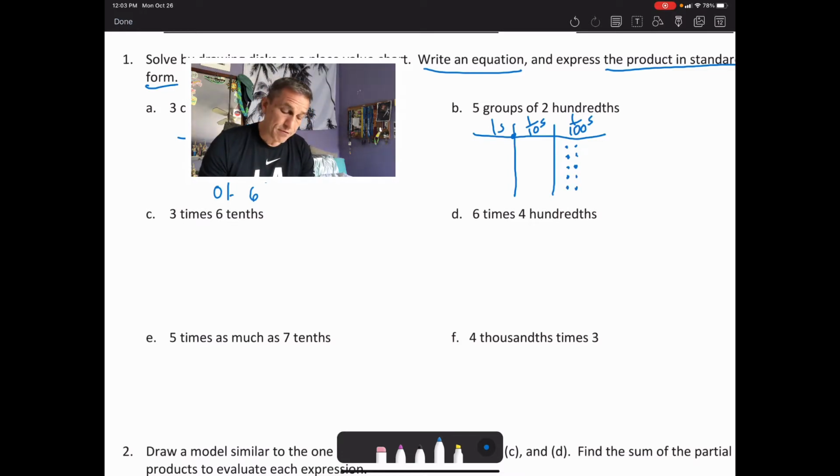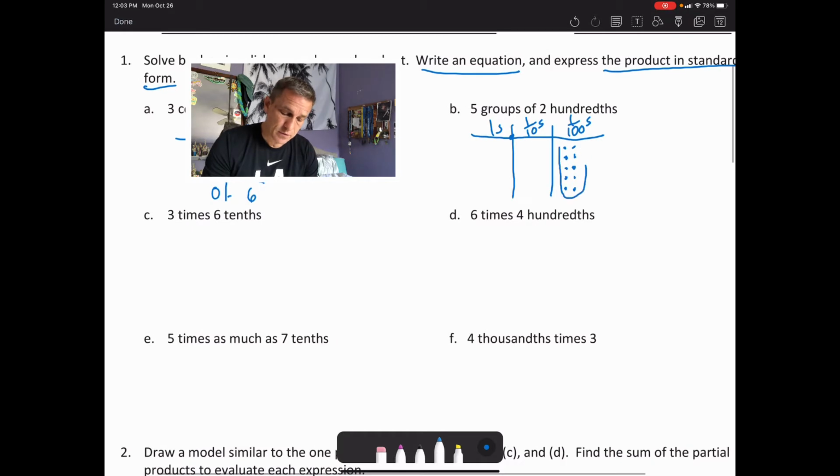And since we have 10 hundredths in a place value, we're going to go ahead and bundle it, because we shouldn't have more than 9 in one place value. We're going to go ahead and bundle it and turn it into a tenth. So 10 hundredths equals 1/10. Okay, and if we wrote that as an equation, it would be 2/100ths times 5 equals 1/10.